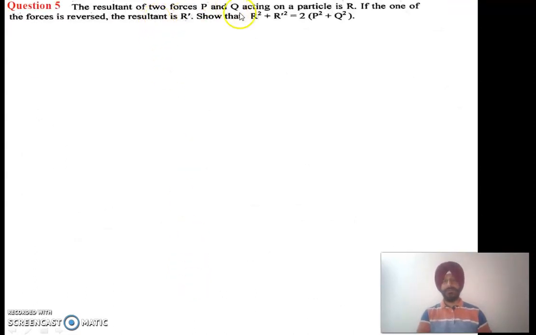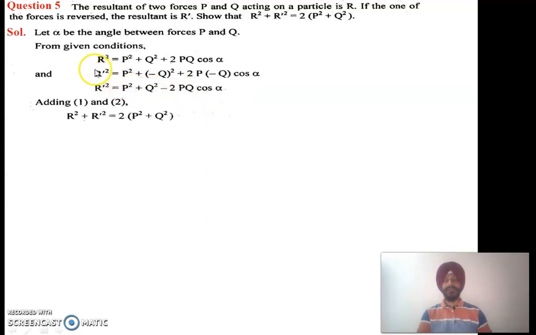The resultant of two forces P and Q acting on a particle is R. If one of the forces is reversed, meaning negative, the resultant is R dash. Show that R square plus R dash square is equal to 2 into P square plus Q square. First case is R square is equal to P square plus Q square plus 2PQ cos alpha. Second case is R dash square is equal to P square plus minus Q square plus 2P into minus Q cos alpha, and when we add these two, R square plus R dash square, we got a simple result.